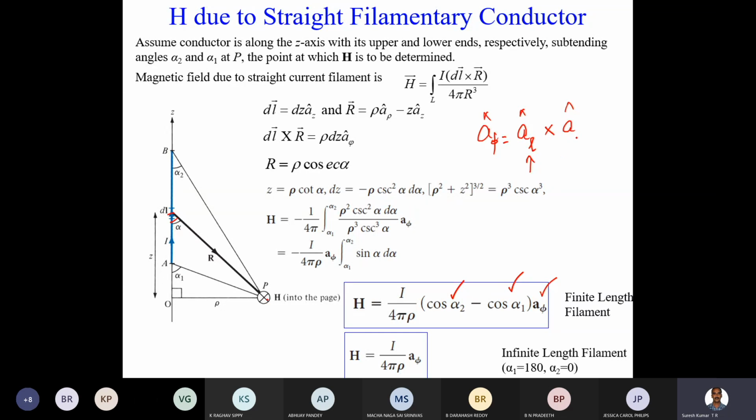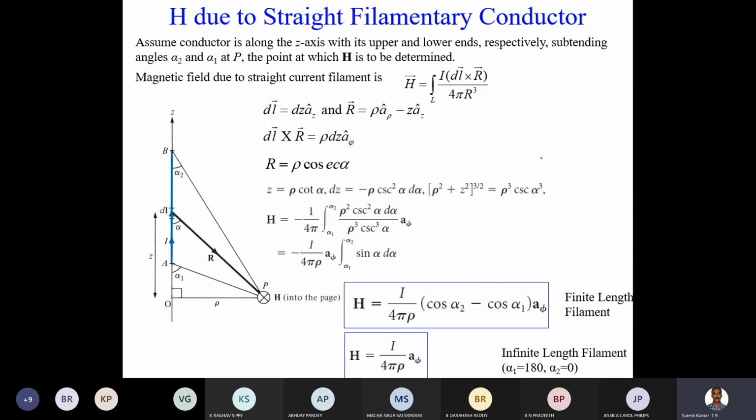So we can generalize it. To calculate the direction of the magnetic field, it is a cross product of two unit vectors. The first unit vector represents the direction of current flow, and the second is the unit vector connecting the source and observer.